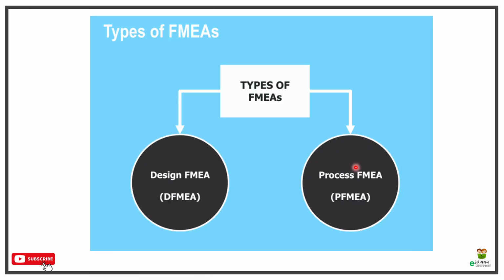So there are basically two types of FMEA. One is design FMEA and the second is process FMEA.